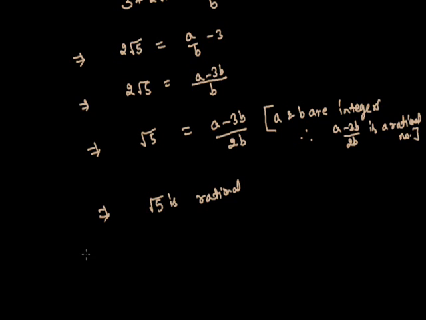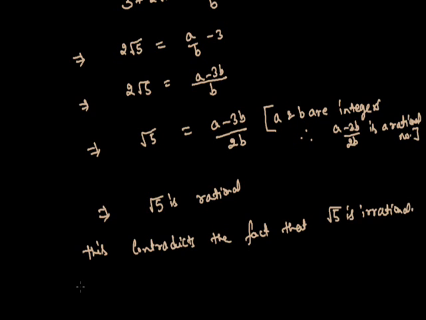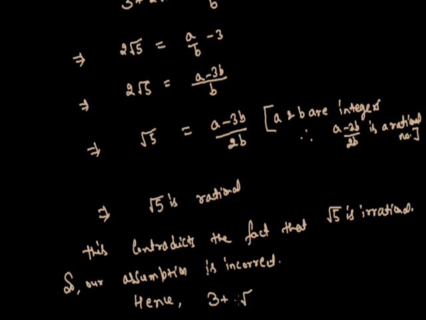This contradicts the fact that root 5 is irrational. So our assumption is wrong, or we can say incorrect. Hence 3 plus 2 root 5 is an irrational number.